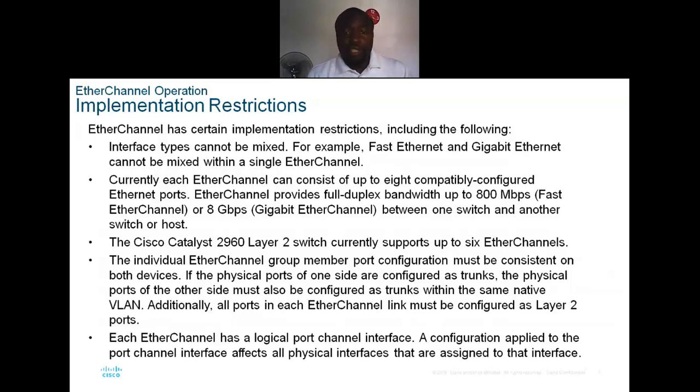So each EtherChannel can consist of 8 compatibly configured Ethernet ports. EtherChannel provides full duplex bandwidth up to 800 Mbps for Fast Ethernet switches, or 8 gigabit for gigabit switches. So if you have Fast Ethernet, just know you are going to use 8 ports to upgrade your bandwidth. If your switches are gigabit, that means it's going to be 8 gig. Now, the Cisco Catalyst 2960 Layer 2 switch currently supports up to 6 EtherChannels.